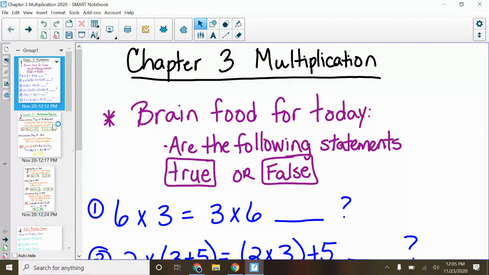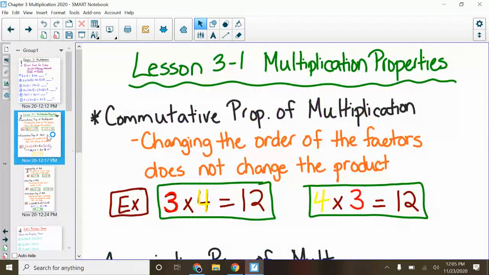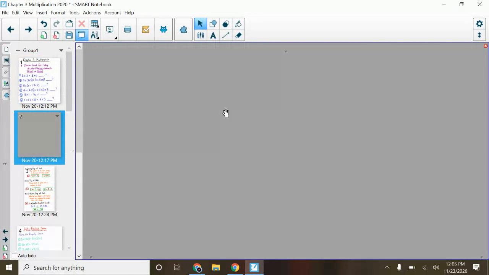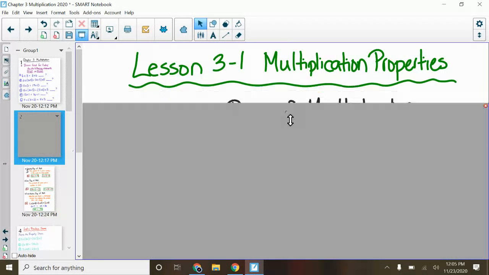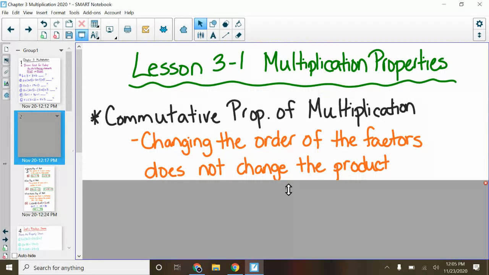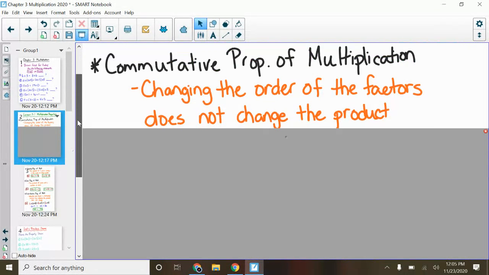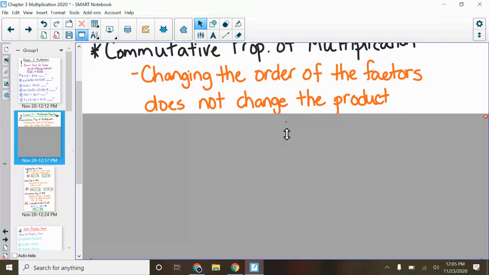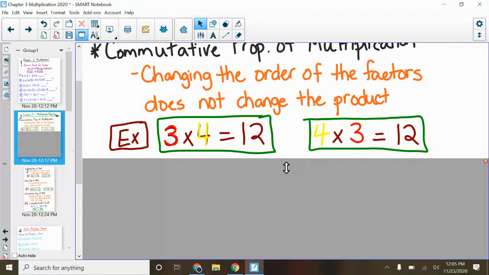All right, so let's try to get back to where we were. This is where we were at. We had just gotten down the definition for the commutative property of multiplication, and we were getting ready to look at an example. So this is the example that I was going to show you.